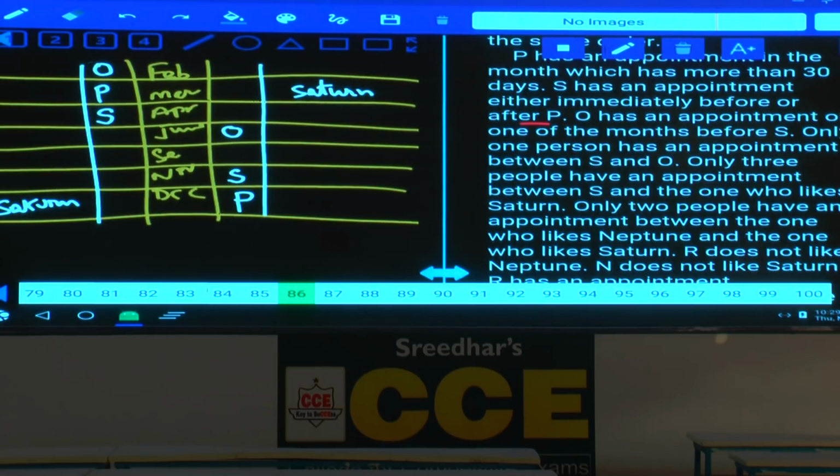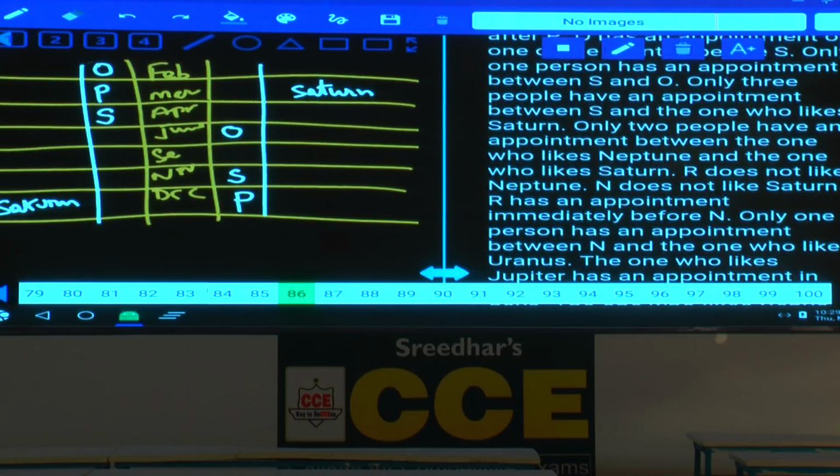And only 2 people have an appointment between the one who likes Neptune and Saturn. Between Neptune and Saturn there must be exactly 2 people. Here also, between Neptune and Saturn, there must be exactly 2 people. R does not like Neptune. Hence, R cannot be at this place.